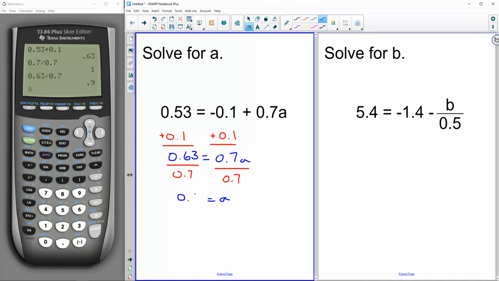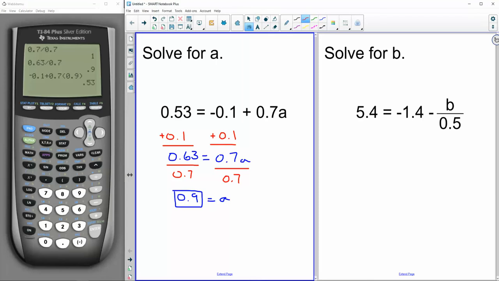And we're going to check our answer as well by doing negative 0.1 plus 0.7 times A, which we believe is 0.9. And this should equal 0.53. It does, so I know I've got the right answer, 0.9. Well, let's do it again.